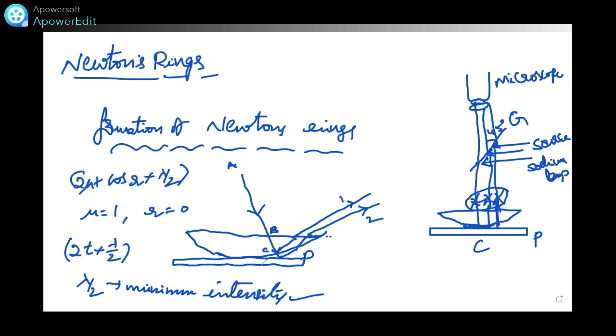Thus the minimum intensity means the central spot is dark. At the point of contact, minimum intensity, that is, the central spot is dark. What is the condition for nth maxima? 2t plus lambda by 2 is equal to n lambda. So this is the theory for Newton's rings by reflected light.